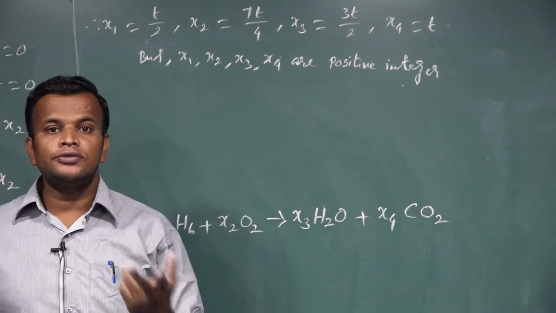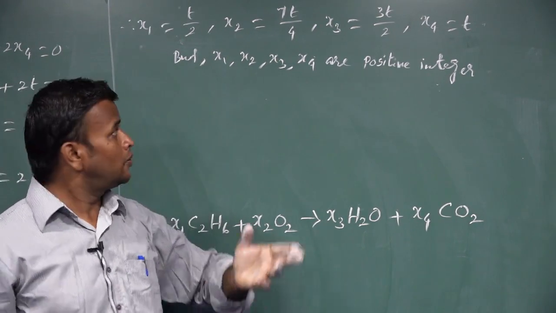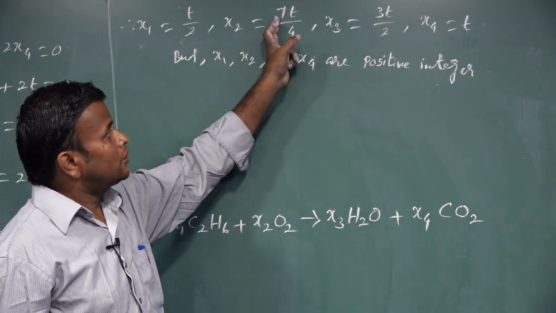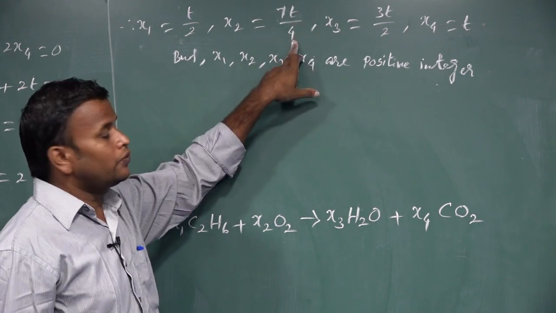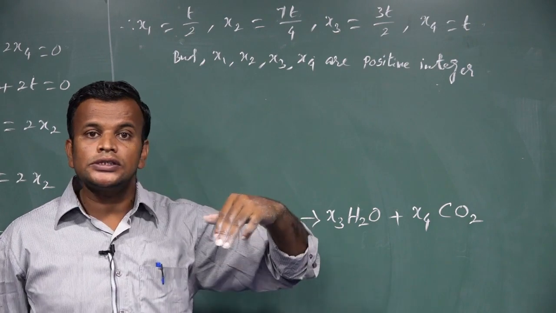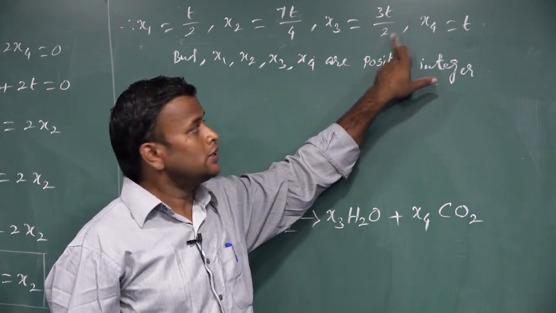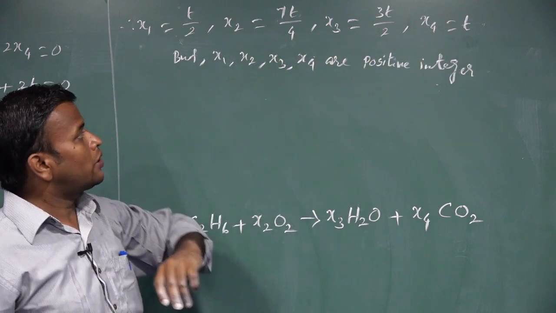Suppose I take the value t is 2. Then 2 by 2 is 1, so x1 is positive. But you see here 7t by 4, that is 7 times 2 by 4. We cancel, we get 7 by 2. 7 by 2 is not an integer. x1 is an integer, but x2 is not an integer.